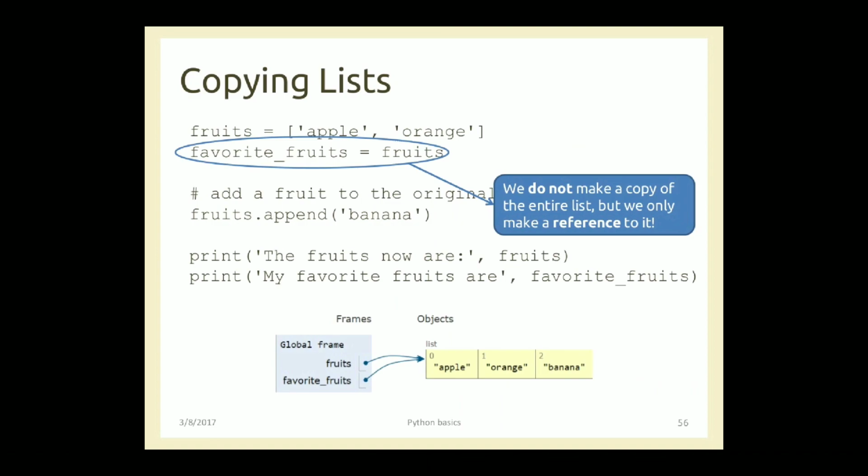You can see in the given figure below that fruits is referring to this list of three fruits, apple, orange and banana, and favorite_fruits is also referring to the same list. So any changes made to the list will be reflected in both.